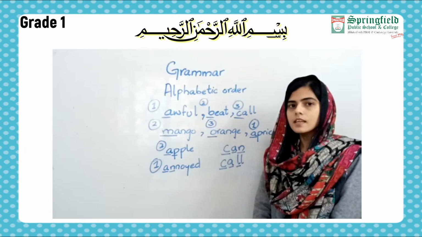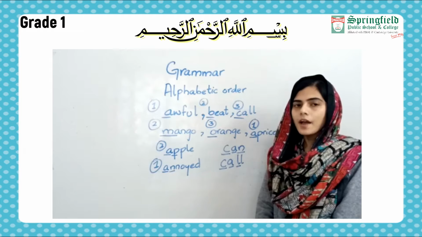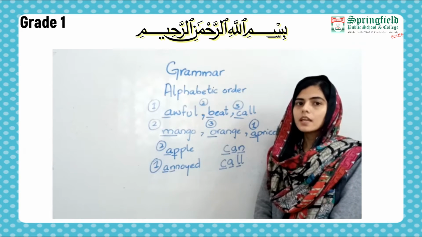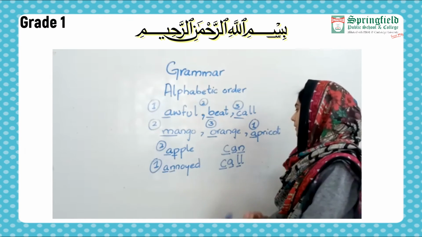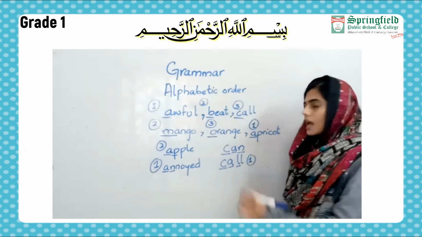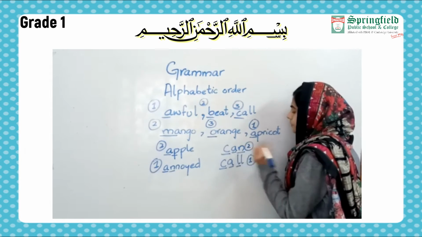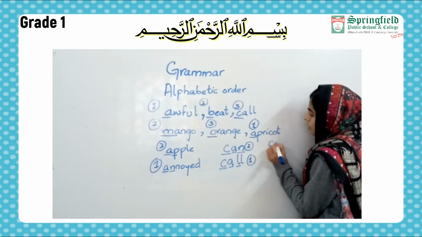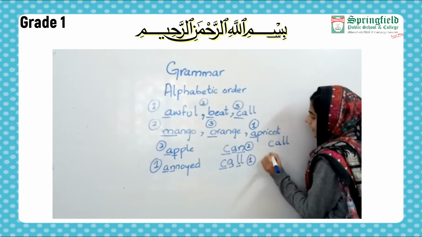Now let's revise our ABC. A, B, C, D, E, F, G, H, I, J, K, L. We have got L first, M, N. So now when we are going to arrange them in order, how are we going to write? Call will be on the top and then it will be can.